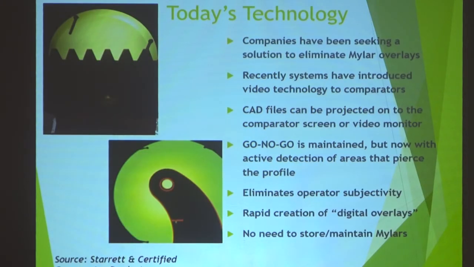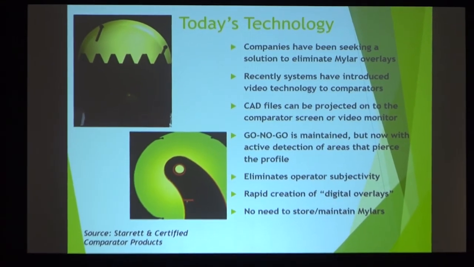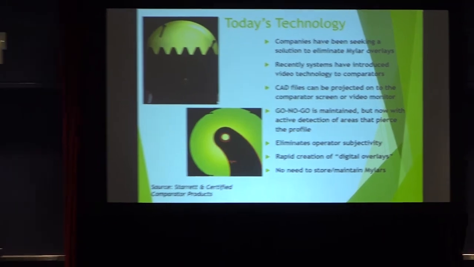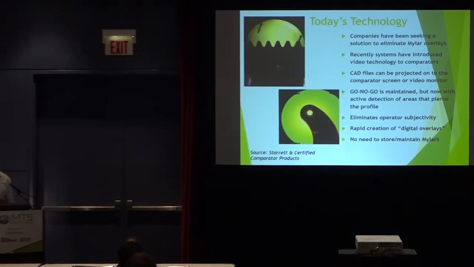So one of the big keys in optical metrology is the Mylar overlays. How many of you use Mylar overlays on a comparator? Okay. Are they ever trouble? Are they ever challenging? Or they get dirty, they get torn, they get lost. When the drawing gets revved, the Mylar's got to get revved. So there's a cost associated with maintaining those.